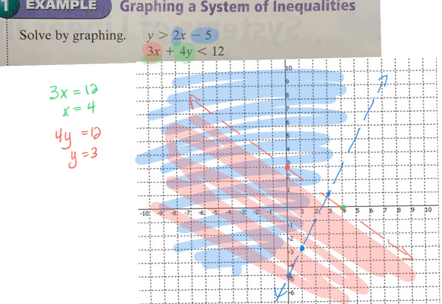Now you'll see I have some section up here from the blue line. I have some section down here from the red line. But the only place that they cross is this wedge right here. This wedge is where they cross. So that would actually be my answer. That would be my answer for the systems of linear inequalities. And if you're doing this on a test, you can shade very lightly, and then at the end, just shade dark where your wedge is or wherever they cross over each other.